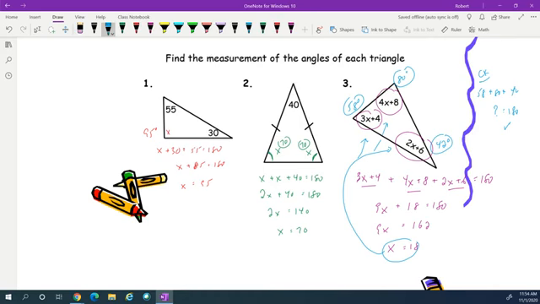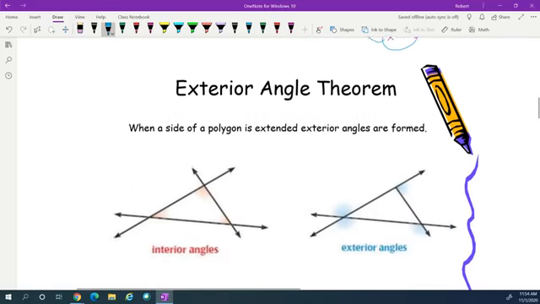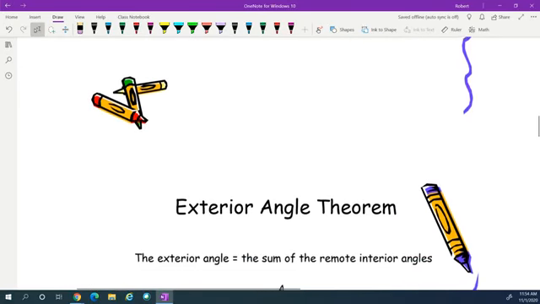So we're working with the interior angles of a triangle. Well, we've also got a rule for the exterior angle. So interior versus exterior. Now, an exterior angle, if you look at any one of those angles shaded in blue, the exterior angle is created by extending one side of the triangle. So let's look at a simpler picture here.